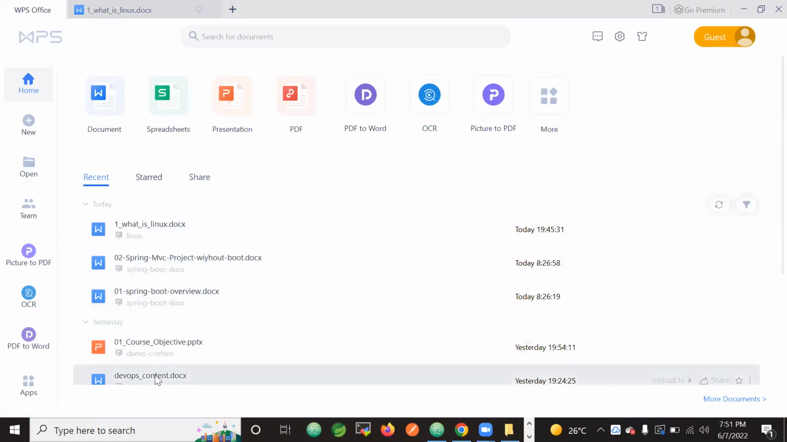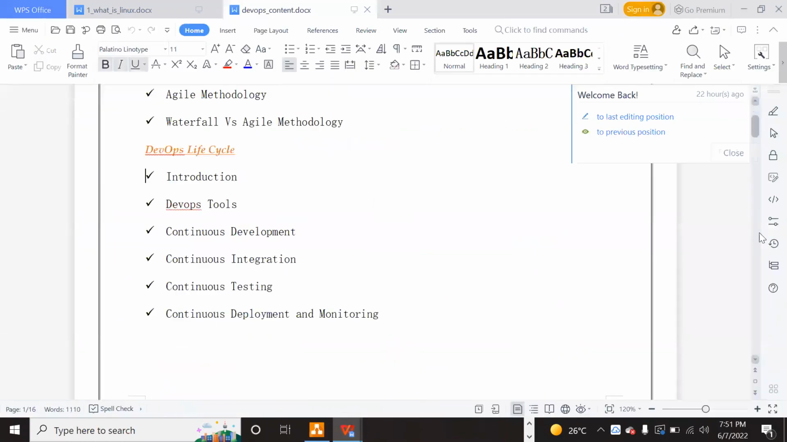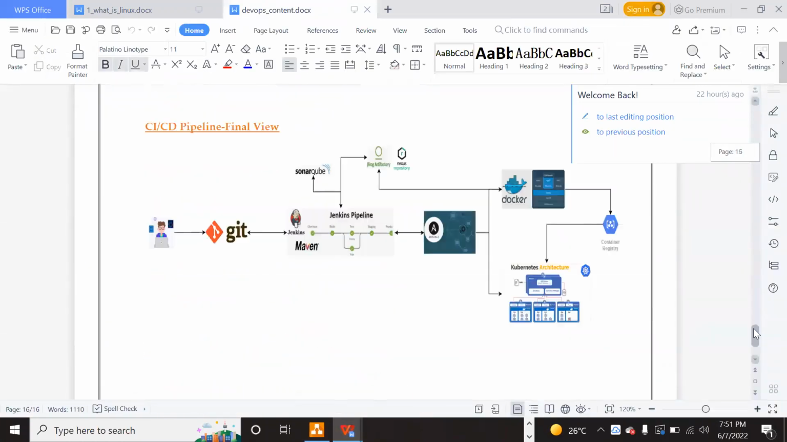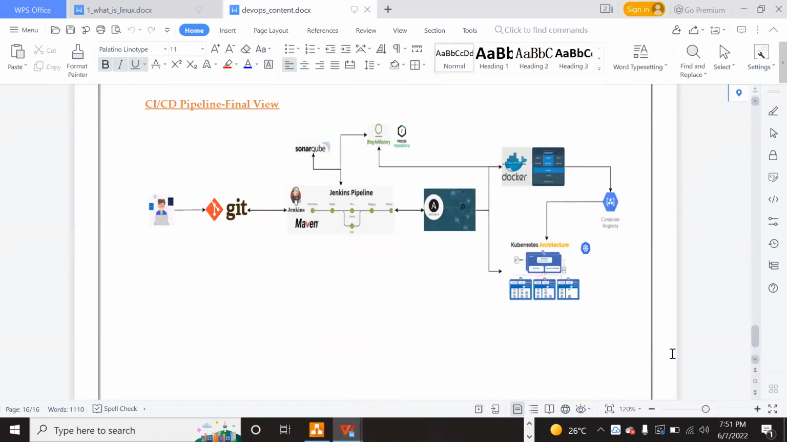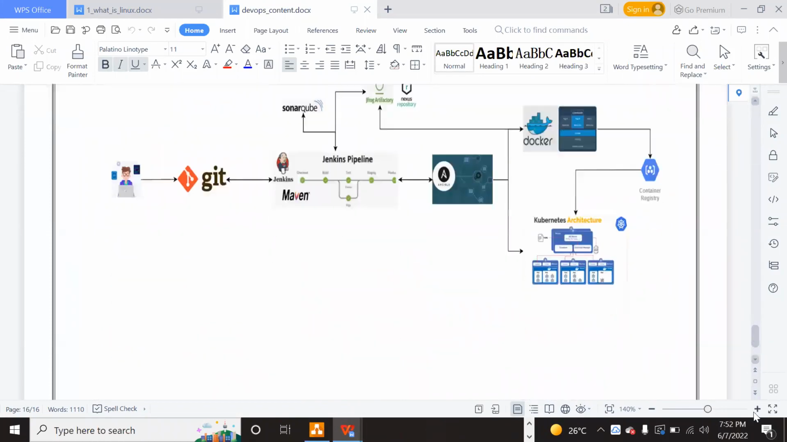Let me share my document. Probably I already shared it yesterday, but today also let me showcase the architecture diagram of what we're going to implement. So this is our CI/CD pipeline architecture diagram. This architecture diagram I will explain.